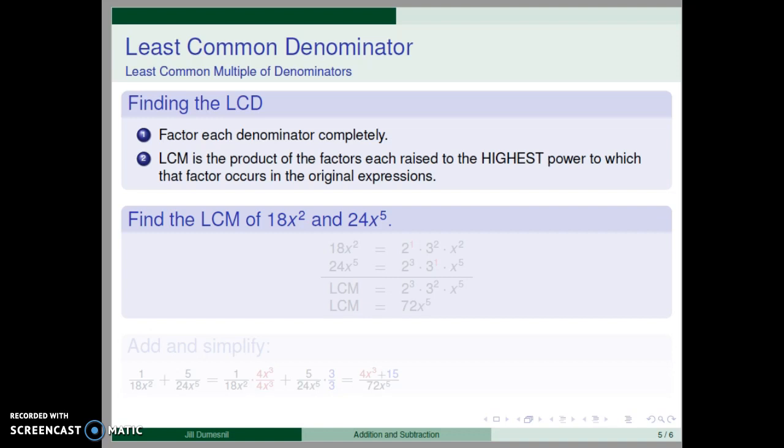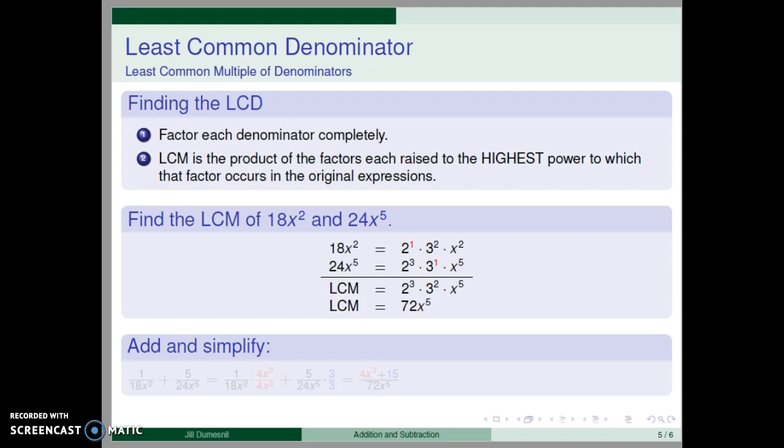Let's find the least common multiple of 18x squared and 24x to the fifth. We factor 18x squared, and we factor 24x to the fifth. The least common multiple uses each factor 2, 3, and x to the highest occurring power. So the least common multiple is 2 to the third power times 3 to the second power times x to the fifth power. Thus, the least common multiple is 72x to the fifth.